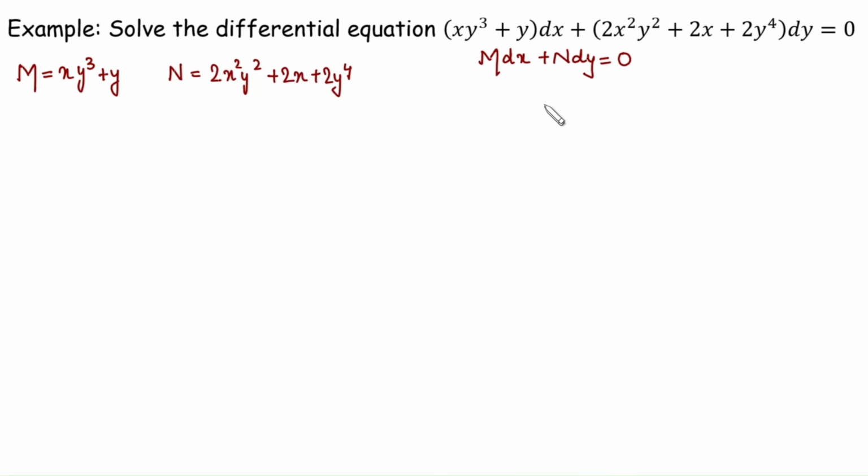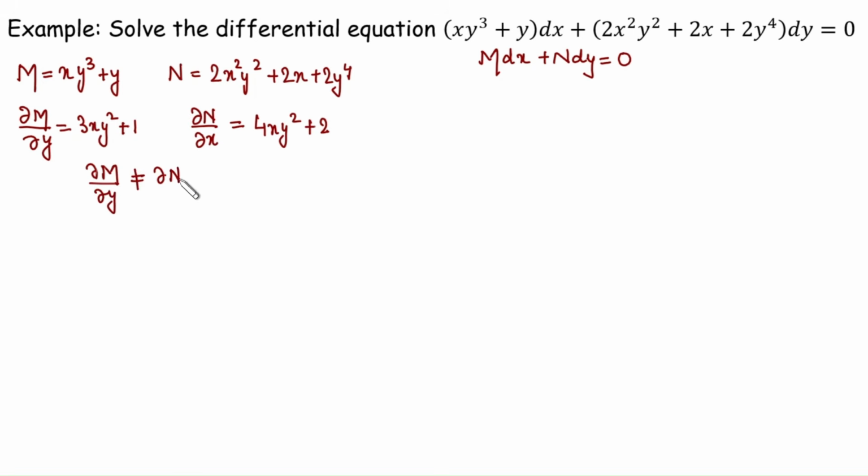Now to check whether this differential equation is exact, we need to calculate the partial derivative of m with respect to y and the partial derivative of n with respect to x. This is equal to 3xy square plus 1 keeping x as a constant, and in this case this is equal to 4x into y square plus 2, and this results in 0 because y is a constant. So clearly the partial derivative of m with respect to y is not equal to the partial derivative of n with respect to x. This implies the differential equation is not exact.